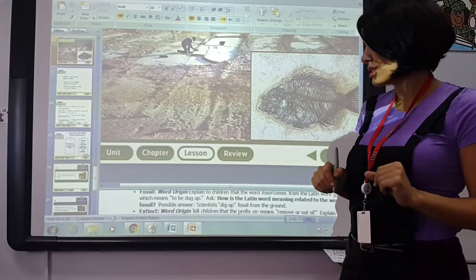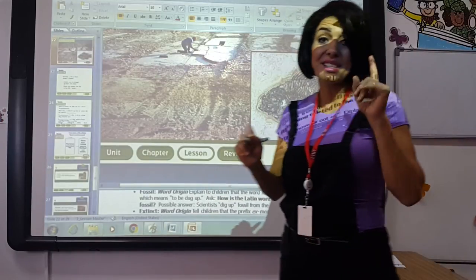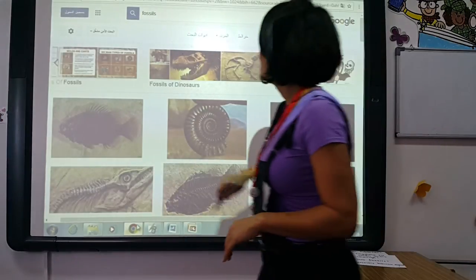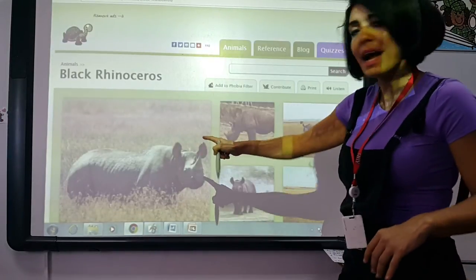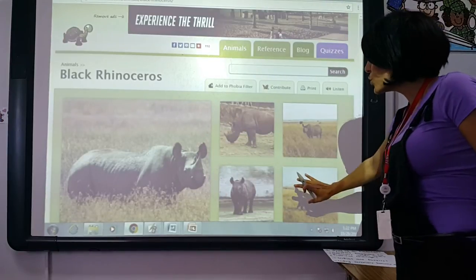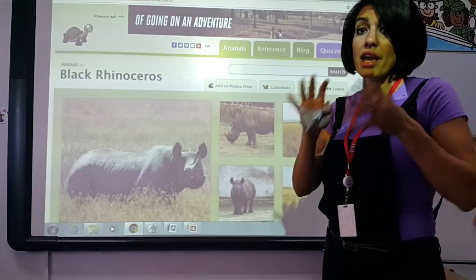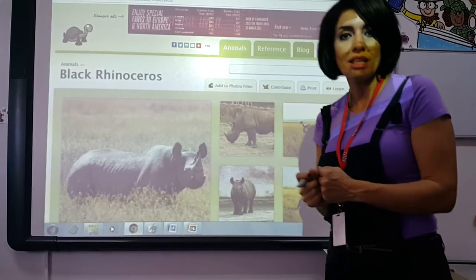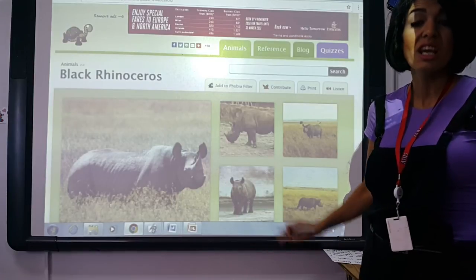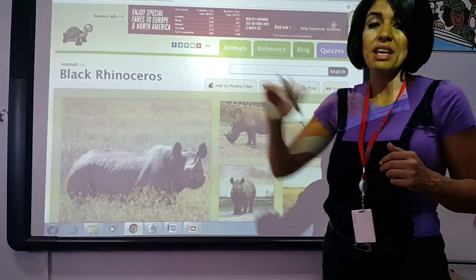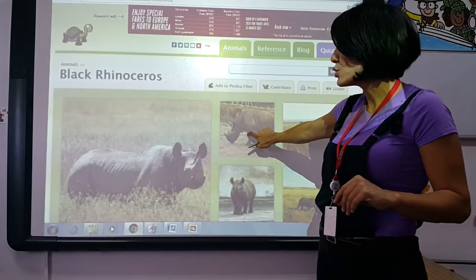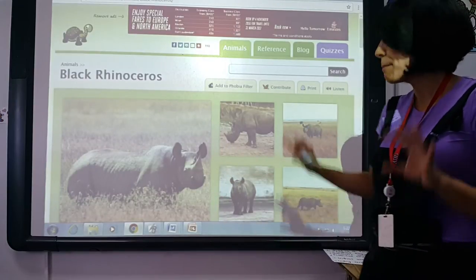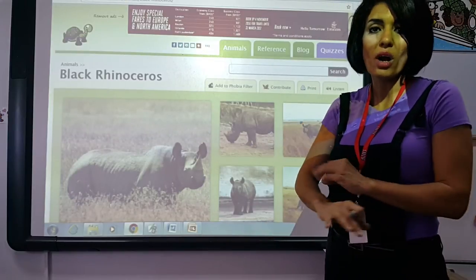Extinct. Some animals in the world now are becoming critically endangered. It means they may become extinct. Here's an example. Okay, the black rhinoceros. This black rhinoceros is critically endangered. It means if people are not helping this animal to get what it needs from the habitat to survive, it will be endangered, and after that it will be extinct. You will no longer find black rhinoceros anymore. So extinct means the animal is no longer appearing in a certain environment. It died.